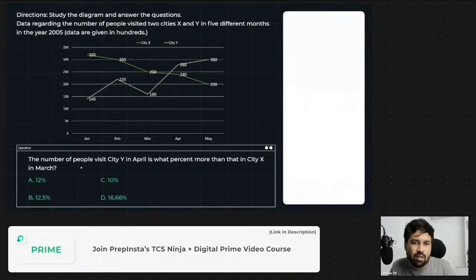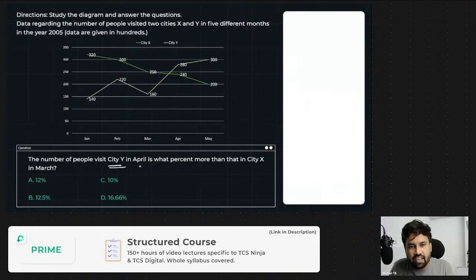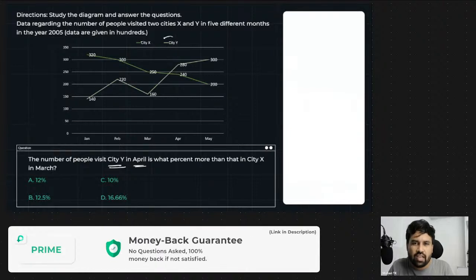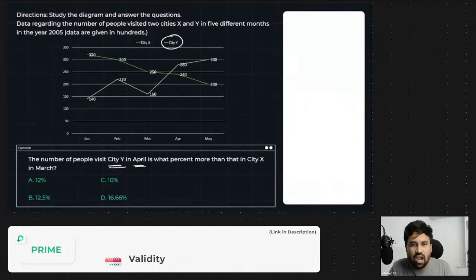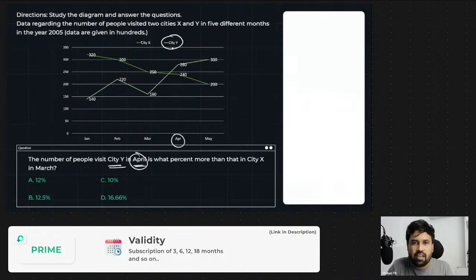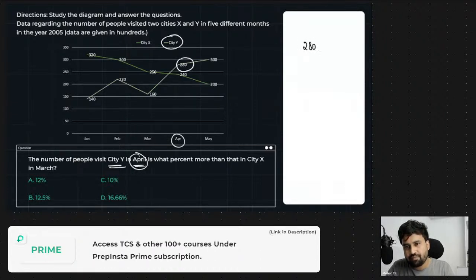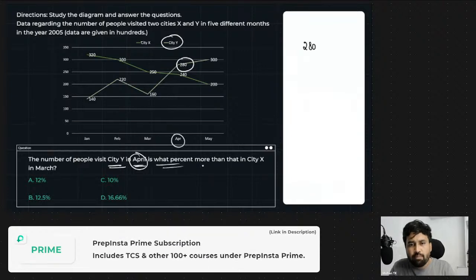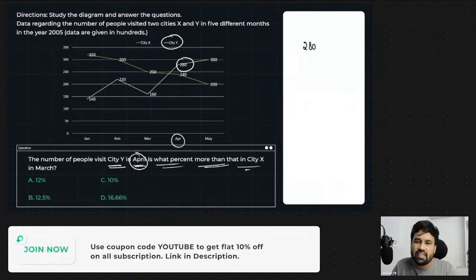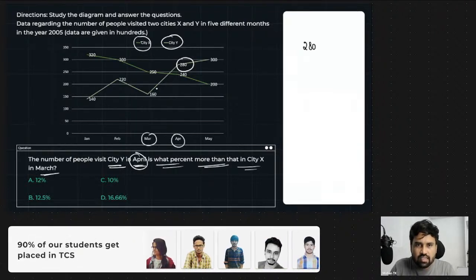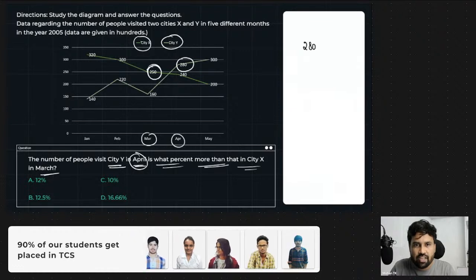So just look at here. The number of people visited city Y in April. See, city X or Y, two cities are there. Okay, city Y is white line, and April I want. So April white line is 280. So simply the answer is 280. Is what percent more than the city X? Okay, city X is there in March. So in March, city X is green color, so 250.